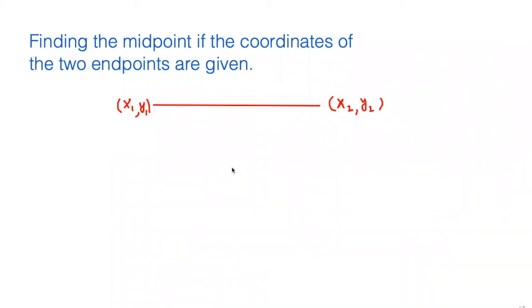Hello. In this video, I am going to find midpoints if the 2 endpoints of a line are given. So in this line, if the starting point we call x1, y1, and the endpoint is x2, y2, we have a formula to find the coordinate of the midpoint.